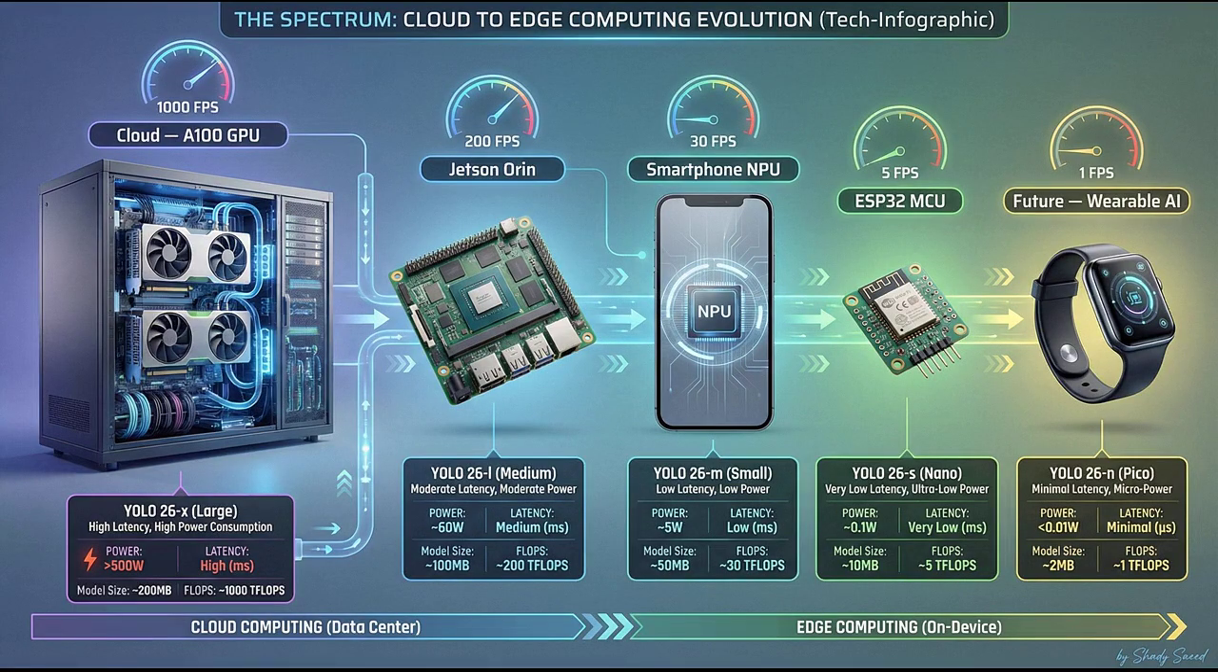Or does YOLO actually run in the real world? NVIDIA Jetson Nano and Orin are popular embedded GPUs for robotics and drones. Modern smartphones have neural processing units, NPUs, dedicated chips for ML inference, that can run YOLO at 30 FPS on device. Even microcontrollers like the ESP32S3 can run tiny YOLO variants, MCU net style, at a few FPS for IoT applications.